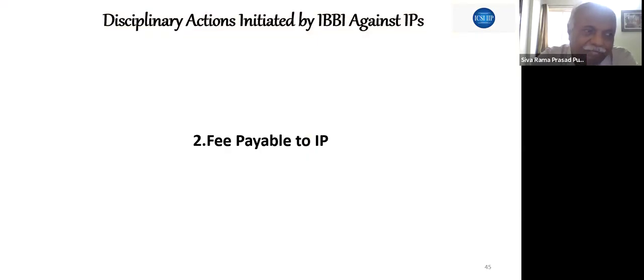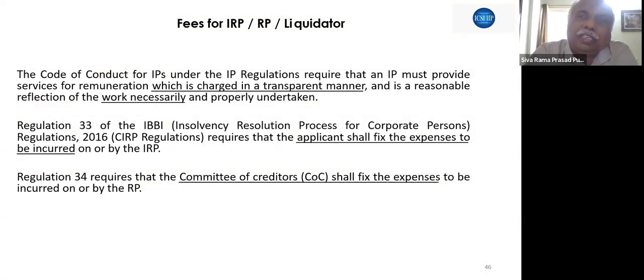Second point. Case 1.1: Fees payable to IP. The code of conduct of IP under the IP regulations requires that the IP must provide services and remuneration which is charged in a transparent manner and is a reasonable reflection of the work necessarily and properly undertaken. So, in a transparent manner, in addition to reasonable reflection of the work necessarily and properly undertaken.